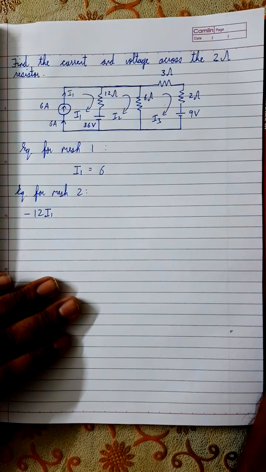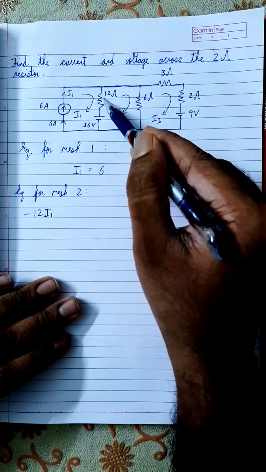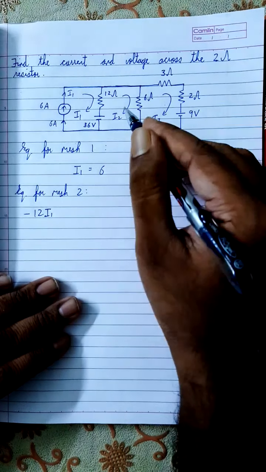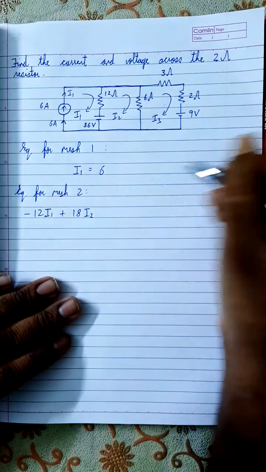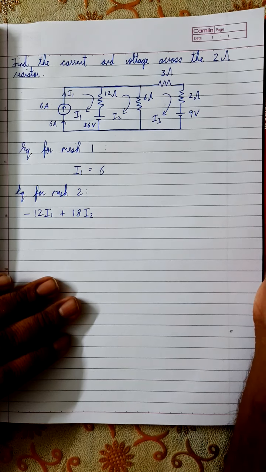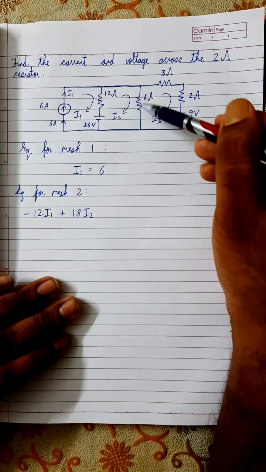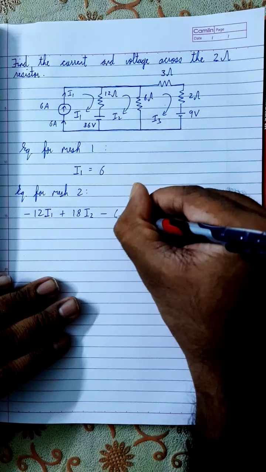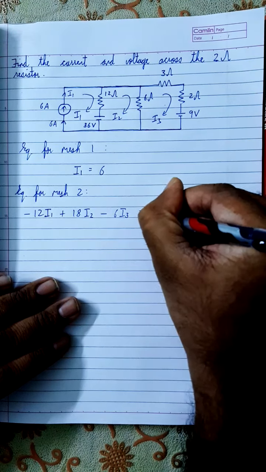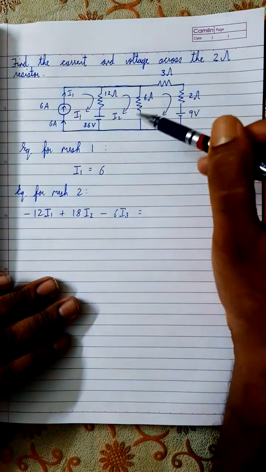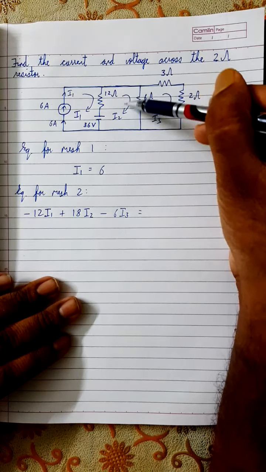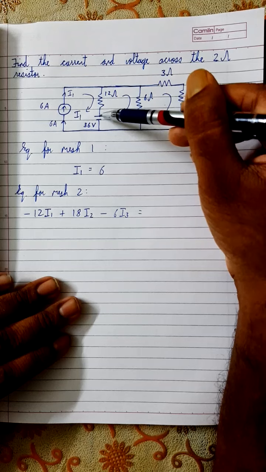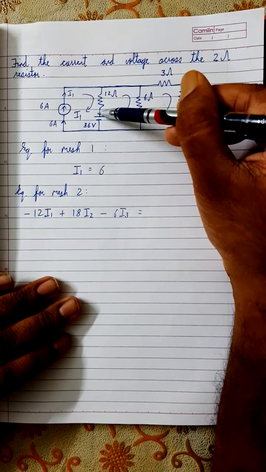Okay. And what about I2? I2 is touching this 12 ohm and this 6 ohm, which means 12 plus 6 is 18. So plus 18 I2. Okay. And what about this I3? Well, this I3 is touching this 6 ohm resistor, so it will become minus 6 I3 is equal to, now it's time for the voltage source. And if you look at this voltage source, this I2 is flowing in this direction, right, clockwise direction, and this positive terminal is supplying I2, right?